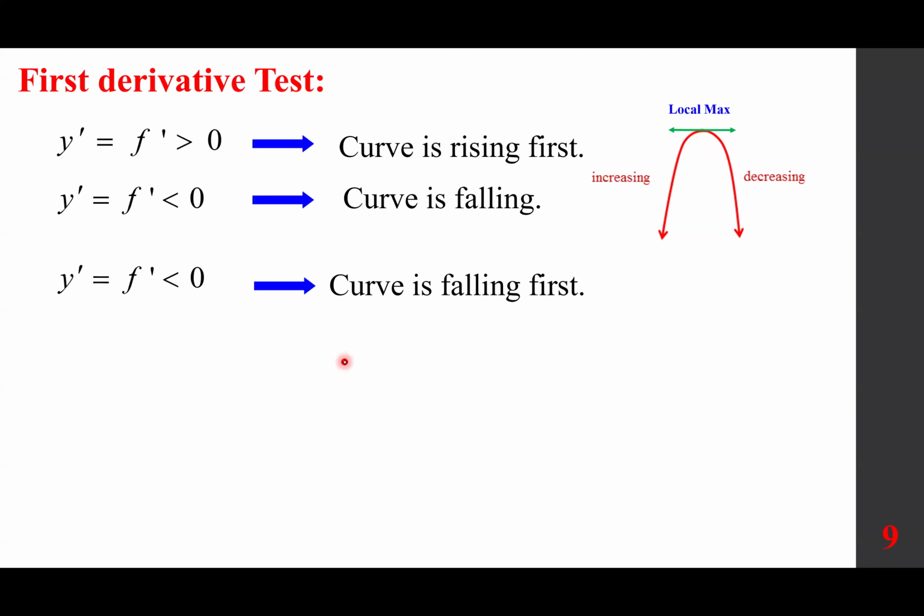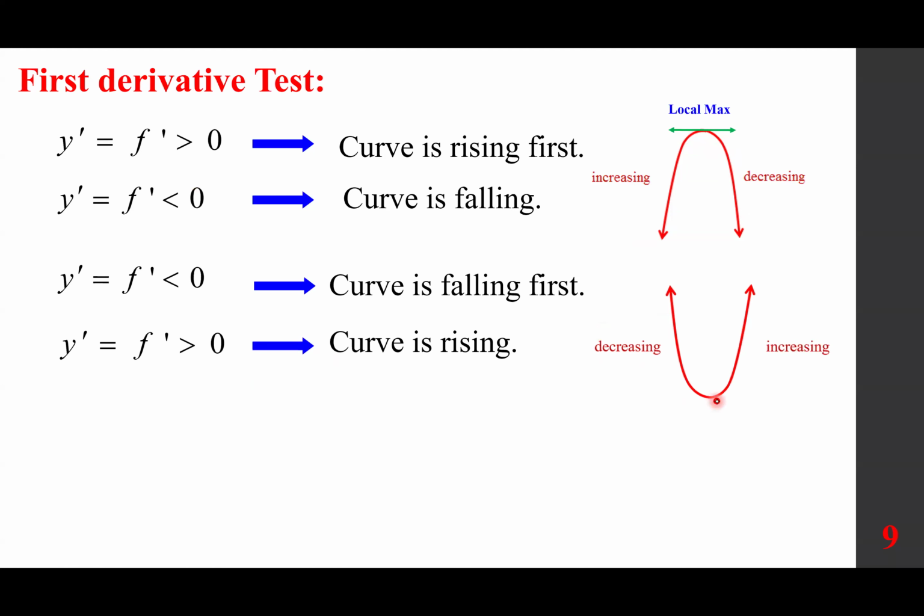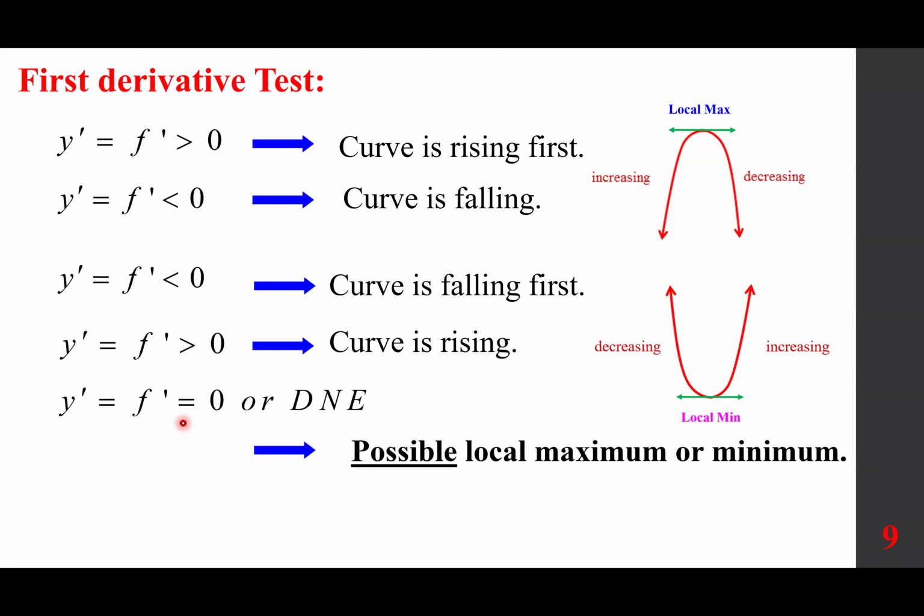Now, if it's the other way around, everybody, which means first the curve is falling and it's decreasing, then it becomes increasing. So first decreasing, then increasing. Again, it creates a local extremum, but this time it's a local minimum. We also have to look at where y prime or f prime does not exist. So we set f prime equals 0. We said f prime does not exist. And those are possible local maximum or minimum. We use a sign graph for this test.